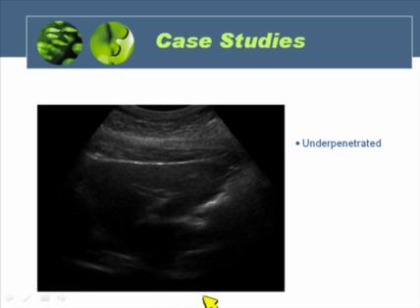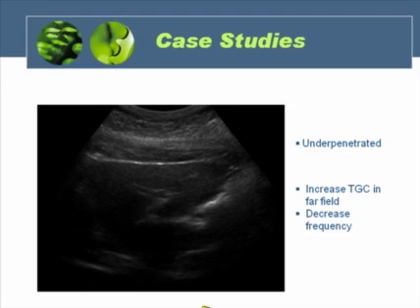So how would we correct it? I would increase the TGC in the far field. I would not adjust the overall gain because I notice that these echoes are adequate. However, it's the far field that's too dark. If increasing the TGC in the far field does not give us a good image, then we might want to decrease the frequency instead.